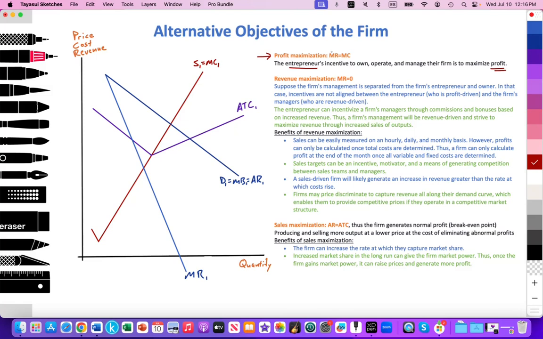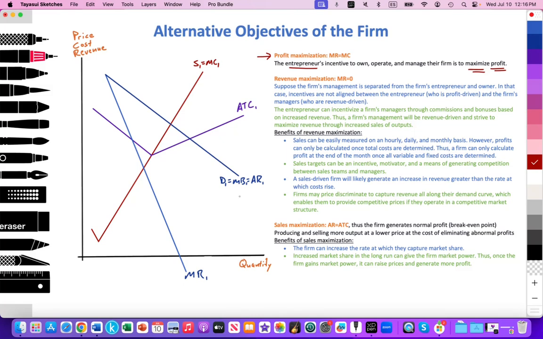It follows the rule that the firm will produce where MR equals MC, which is where profit is maximized. I'll provide a link to a video that explains that in more detail, where we can see the profit function and how that profit function is at max where the marginal revenue is equal to the marginal cost. So we're going to illustrate profit maximization in this model, and then we'll move on to revenue maximization and then sales maximization. In this provided model, we have price, cost, revenue on the y-axis and quantity on the x-axis.